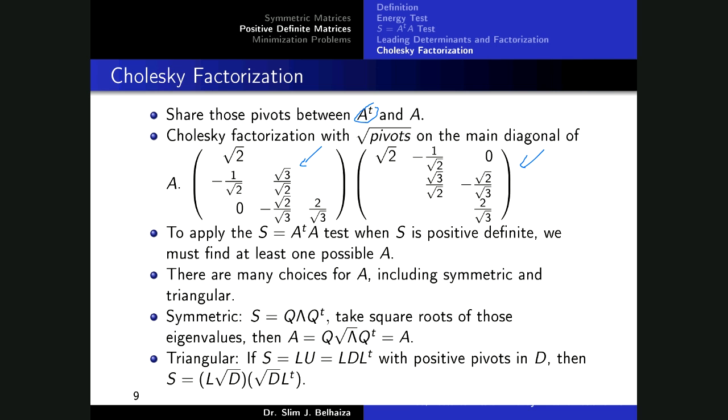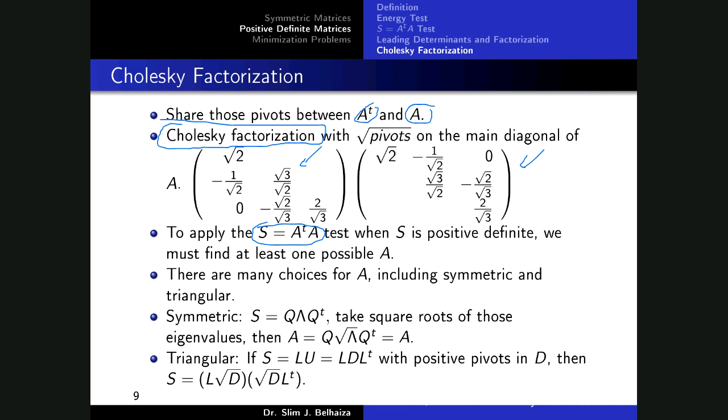Okay? So these two matrices, one is the transpose of the other, and they have independent columns. If they have independent columns, it means that we can conclude that the matrix is positive definite. And this kind of factorization has a name, the Cholesky factorization.